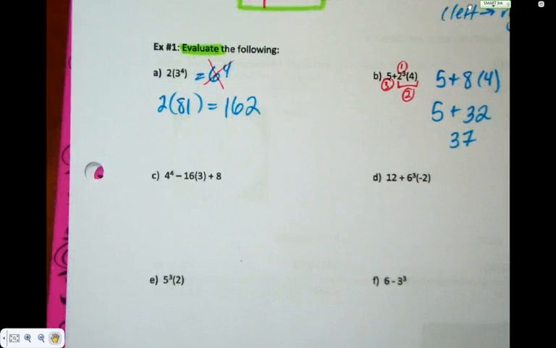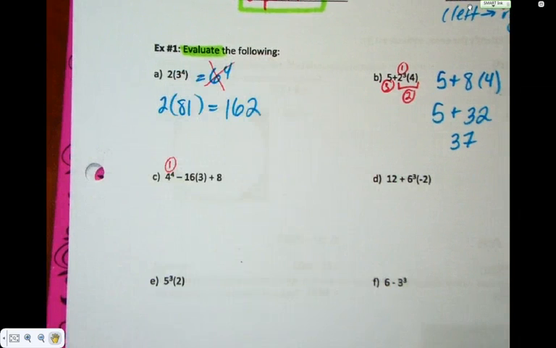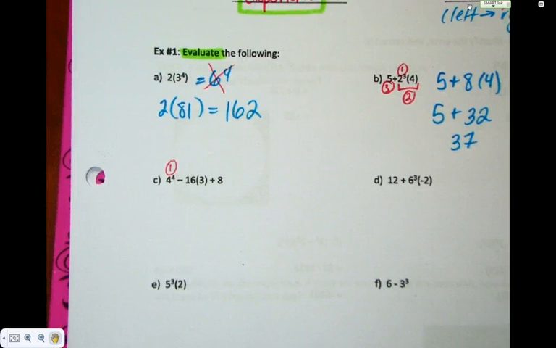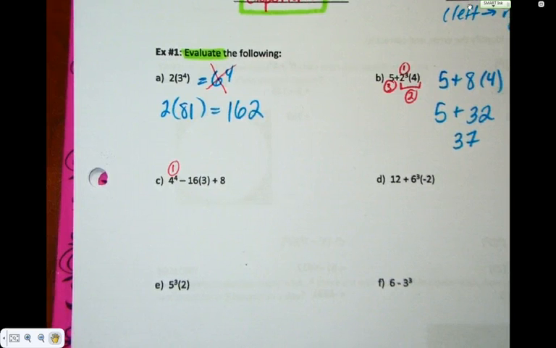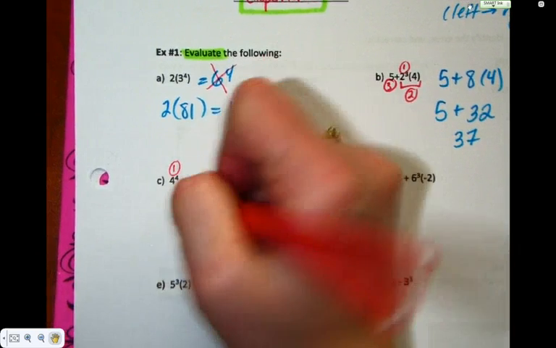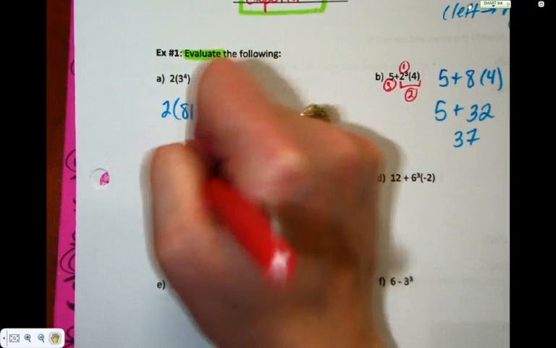Let's go to C. Inside the brackets first. Is there anything we can do inside the brackets? So we're done the B. What's going to come next? The exponent. What comes after E in BEDMAS? And where is the multiplication in here? Yeah, the 16 times the 3 will be the multiplication.